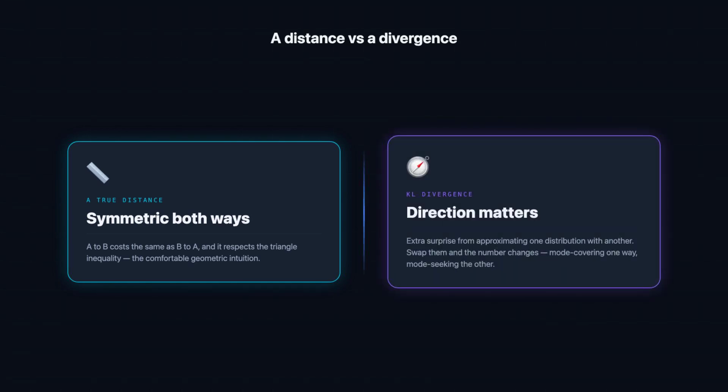KL Divergence breaks that comfort on purpose. It reads the extra surprise from approximating one distribution with another, and swapping the two gives a different number. Minimizing it one way encourages mode-covering behavior. The other way encourages mode-seeking. The direction you pick is a modeling decision with real consequences.